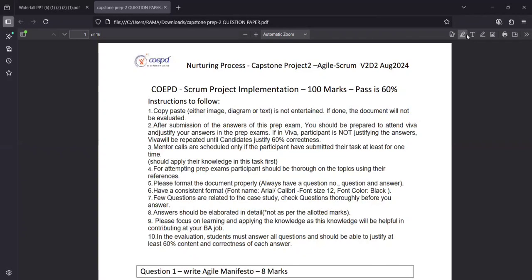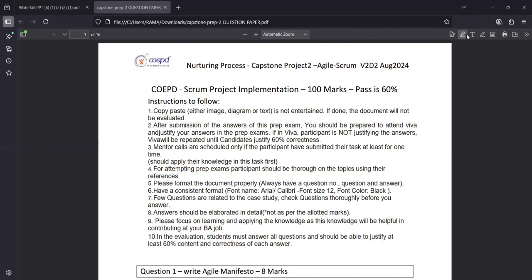To Capstone project 2. Okay, you have successfully completed Capstone project 1, all three parts. In the first Capstone project you worked on the waterfall model, and in Capstone project 2 you will be working upon the agile methodology.